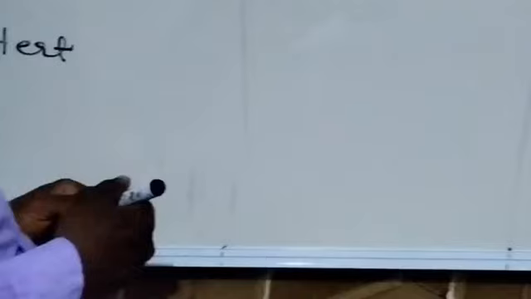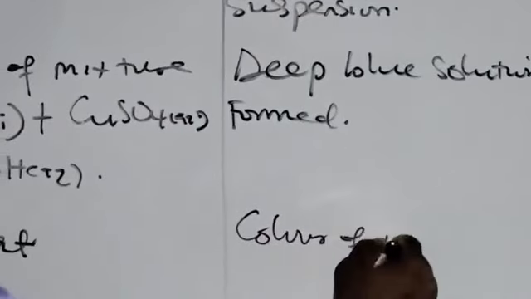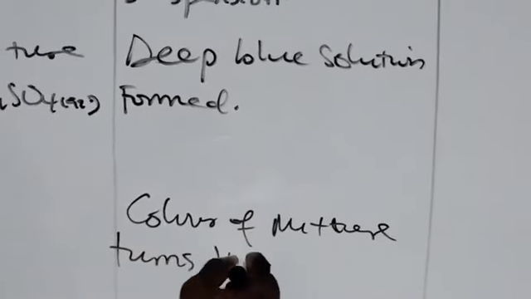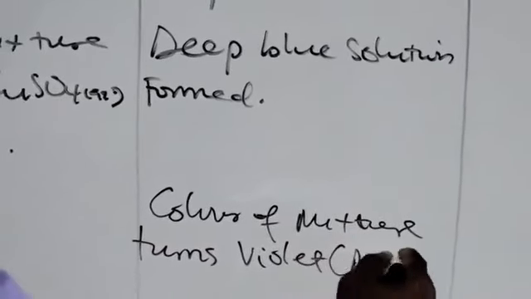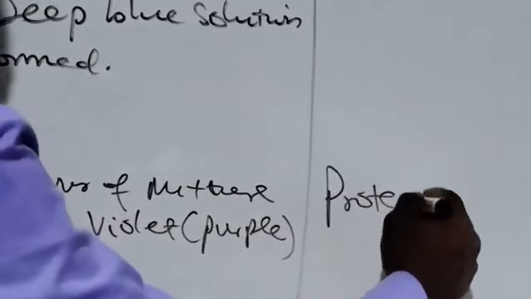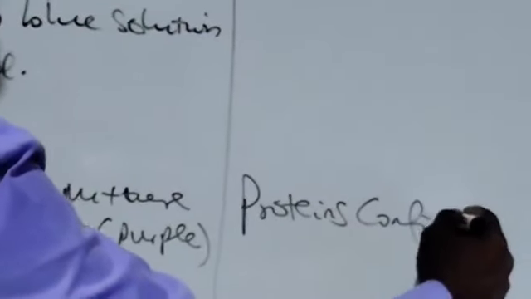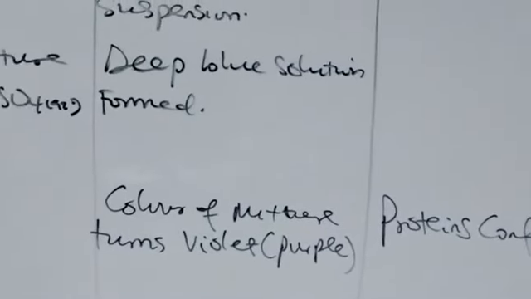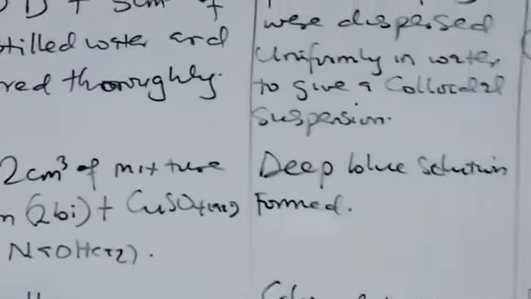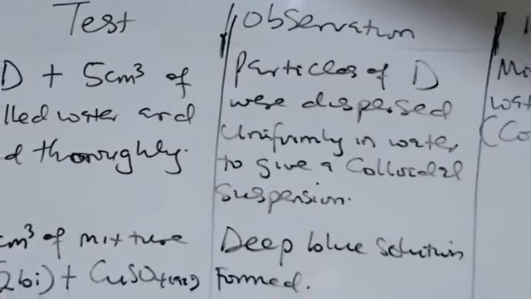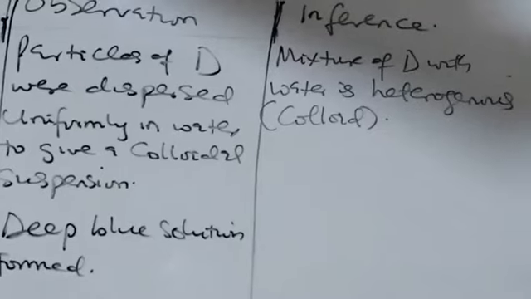So let's go and report our work. Report plus heat, we say color of mixture turns violet, or in bracket purple, depending on the color you have. Here you write proteins confirmed. So this is the result you have. Go through our report on the board before we go to another aspect.